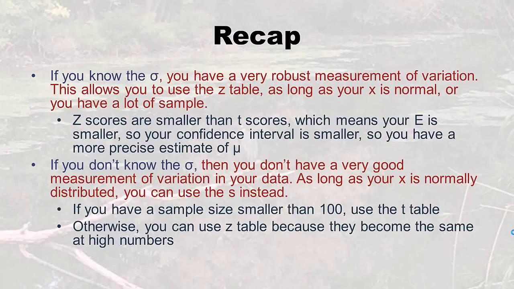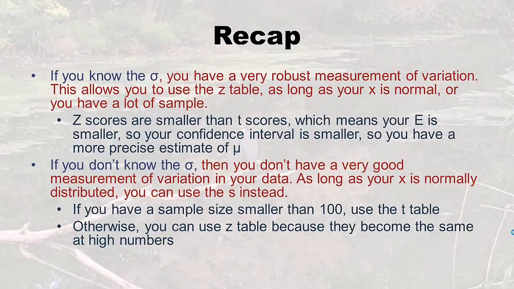So just to recap, if you know the population standard deviation, like in the last lecture, then you have a very robust measurement of variation, right? Because it's based on the whole population. This allows you to use the z-table, as long as your x is normal, or as long as you have a lot of sample. If your x is normal, you don't need as much sample, but if it's not, or if it's iffy, you need a lot of sample. But if you have that population standard deviation, that makes all the difference.